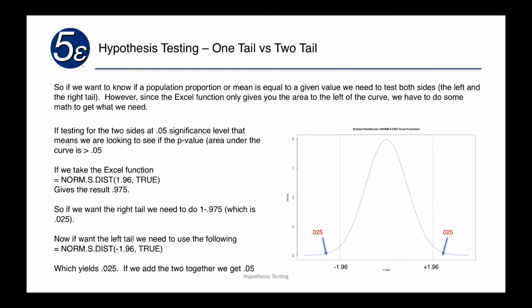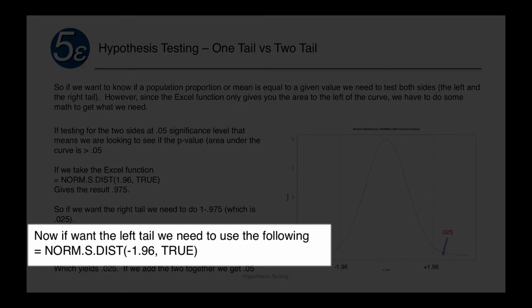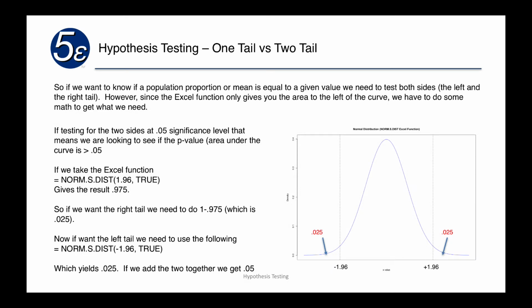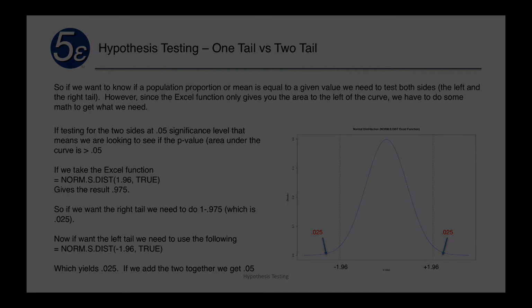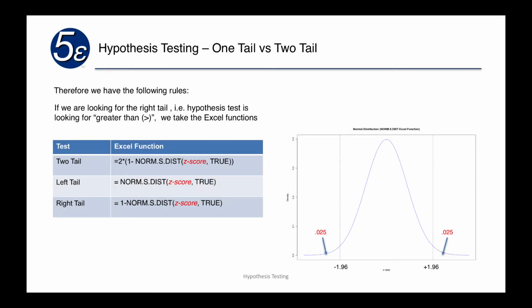Now, if we want the left tail, we could actually use the negative z-score of negative 1.96 to give us the result. Or we could do 1 minus norm.s.dist of the positive 1.96, and we will get the same answer. Therefore, we have some following rules that will probably help. If we're looking for a two-tail test, the Excel function that we're going to use is 2 times 1 minus the normal standard distribution of a given z-score, taking the cumulative true.